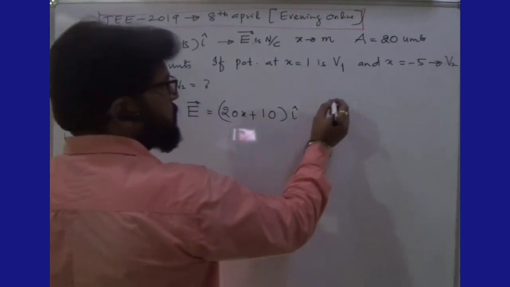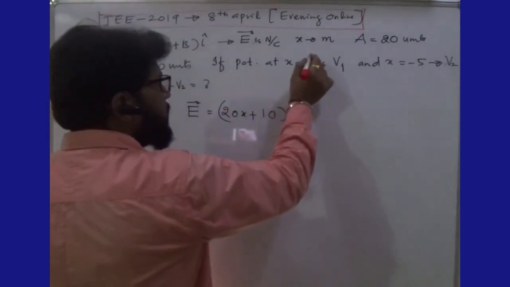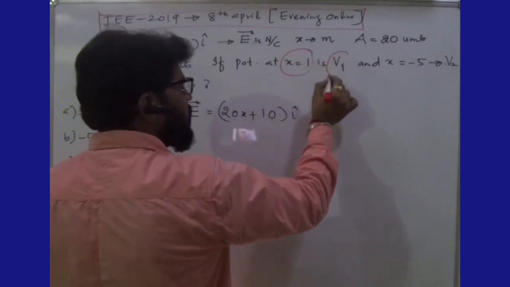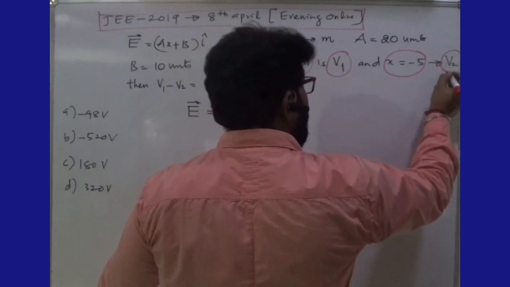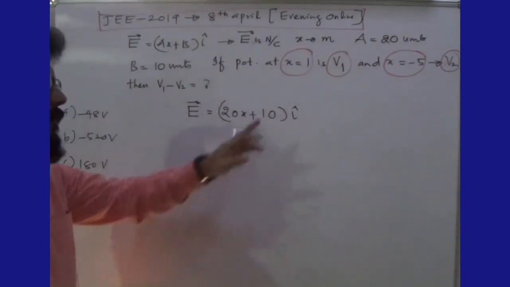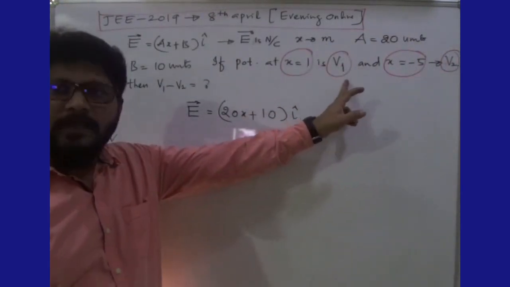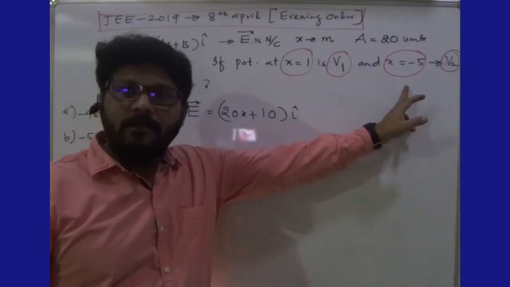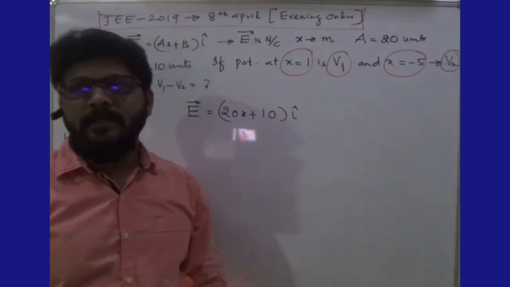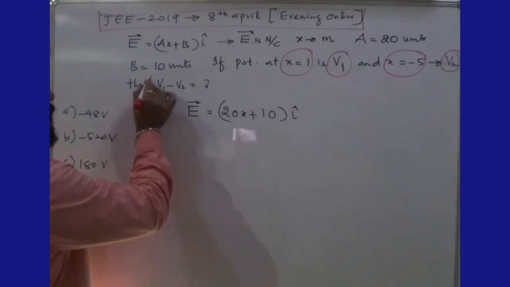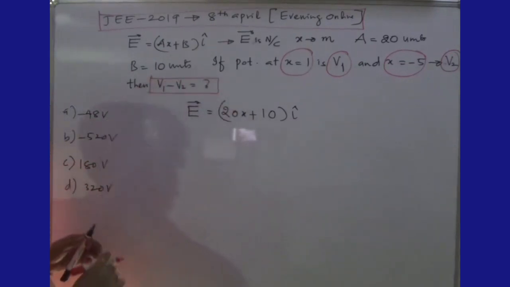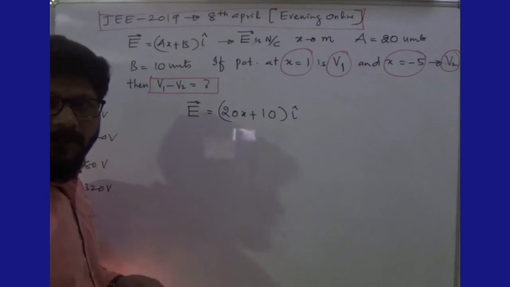Now, the potential difference is asked between two points. When x is equal to 1, the potential is V1. When x is equal to minus 5, the potential is V2. Is it clear? So we want V1 minus V2. How do we calculate V1 minus V2?